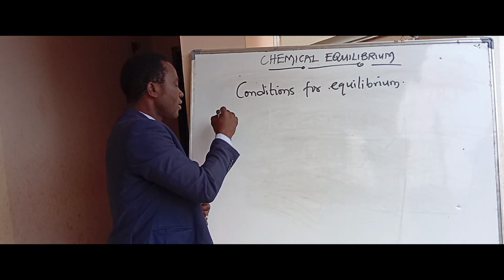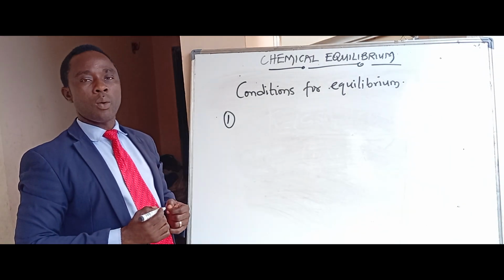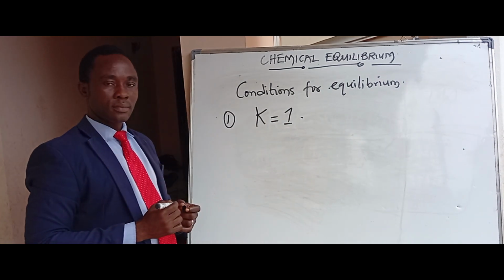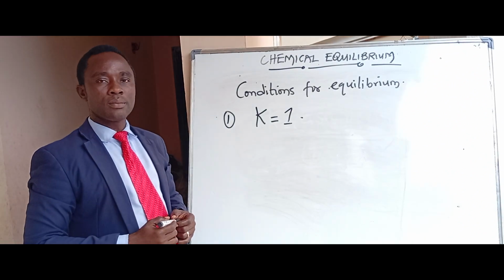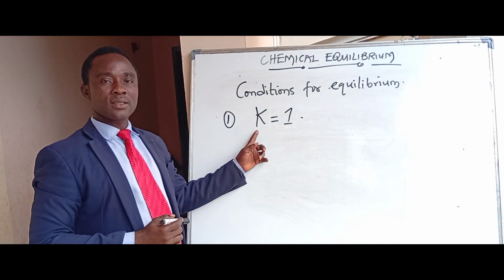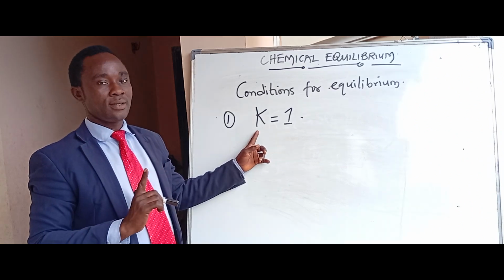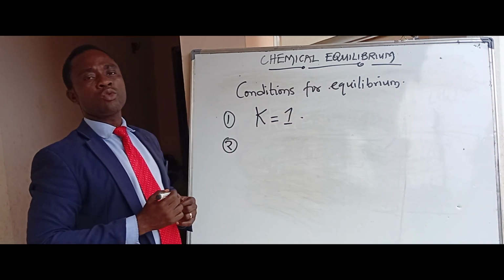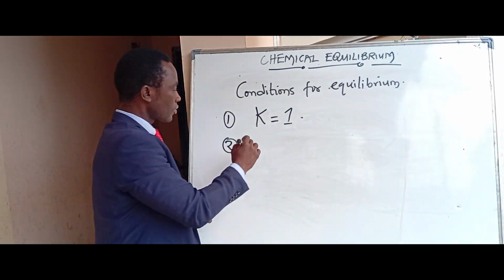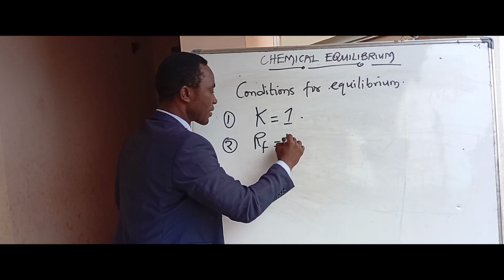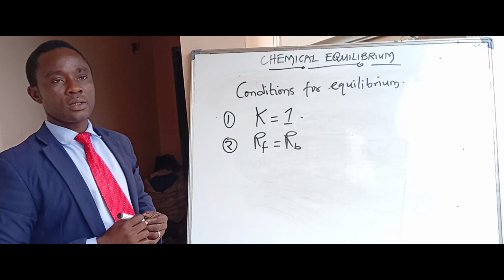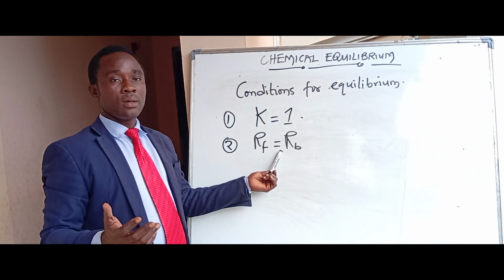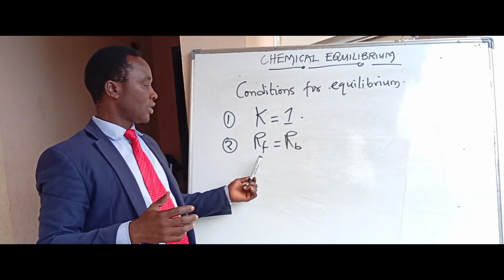For us to say that a reaction is in equilibrium, number one, the equilibrium constant of that reaction must be 1. Any reaction that is in equilibrium has an equilibrium constant of unity. Unity is simply 1. Then number 2, the rate of the forward reaction must be equal to the rate of the backward reaction before you can say that a chemical reaction is in equilibrium.